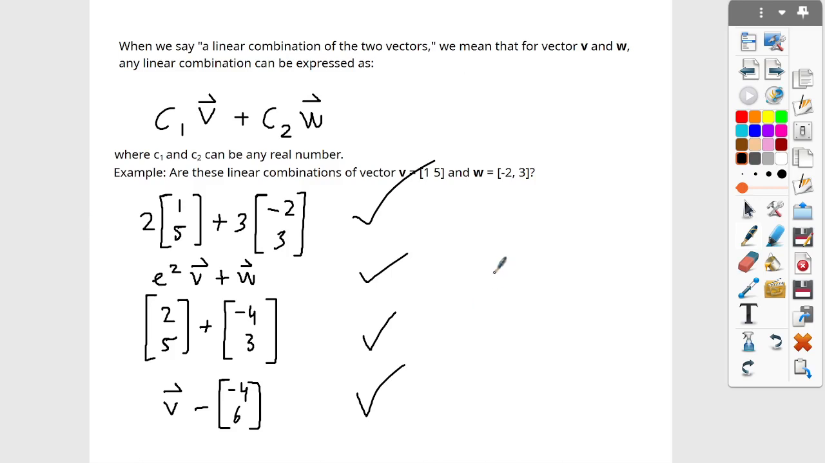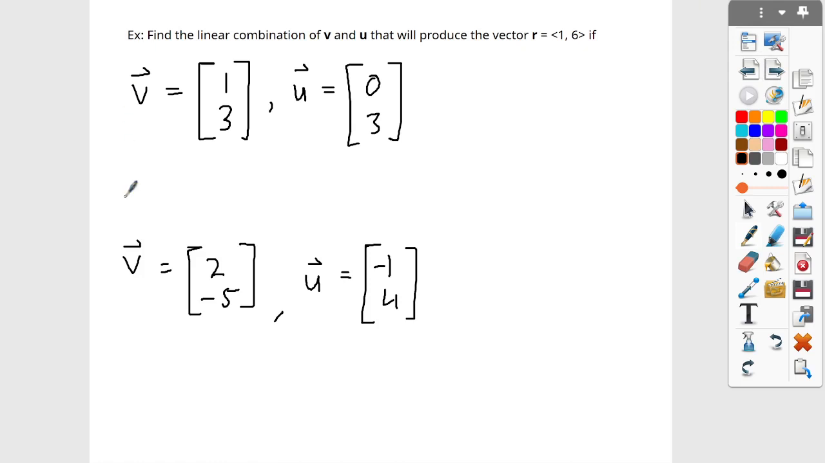These are all linear combinations because they involve a constant times a vector plus another constant times a vector. It can be known, it can be unknown, whatever. It is still a linear combination. All right, so this is going to be a little bit harder. It's just going to be solving equations, but let's see.